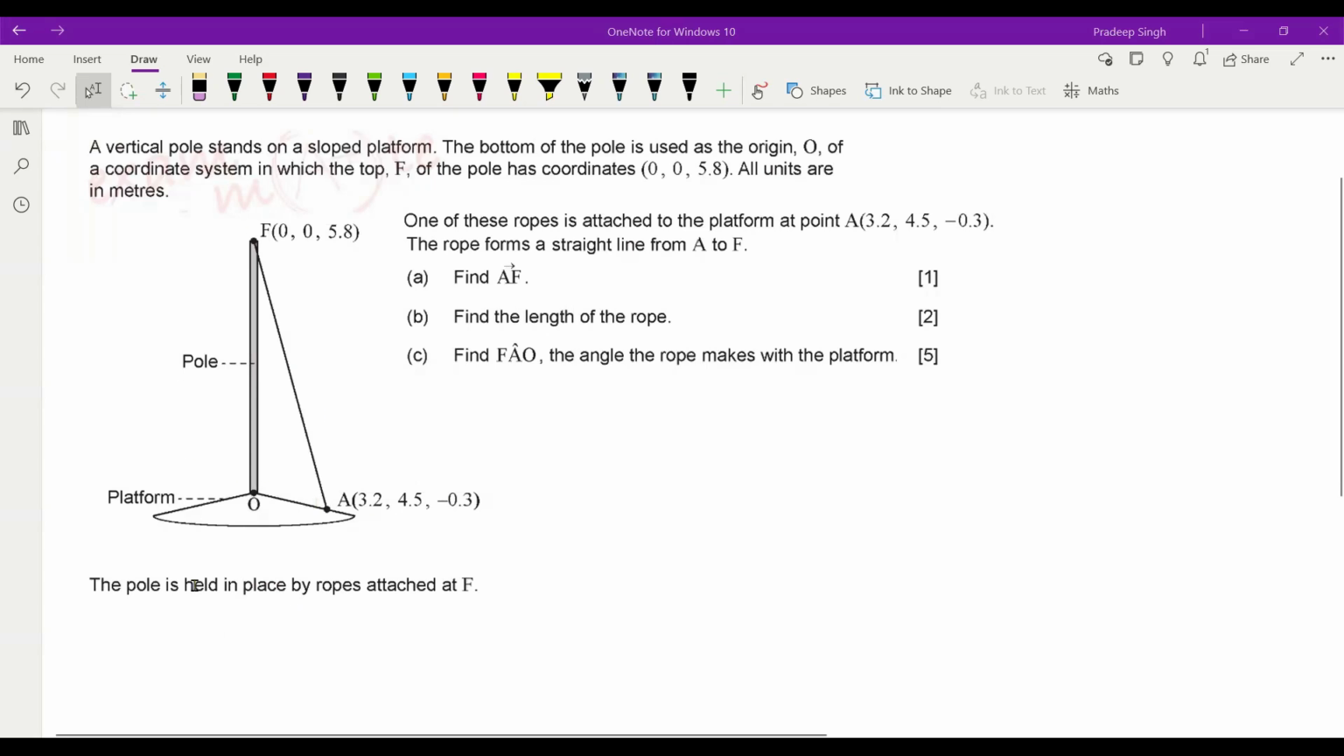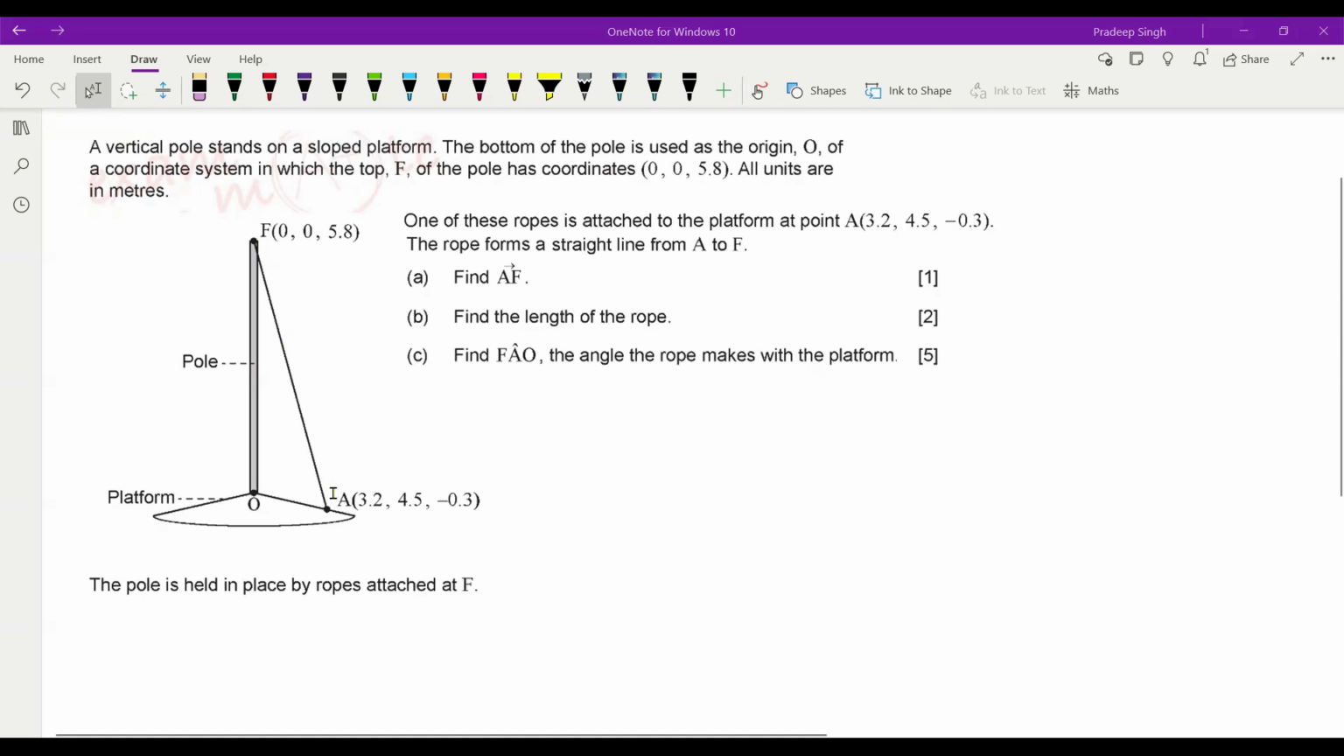In this question, a diagram is given which has a pole and a platform and 3 points. O is basically your origin, A, and point F, which is on the top. The question states one of these ropes is attached to the platform at point A. The rope forms a straight line from A to F. All right. Part A, find AF vector.